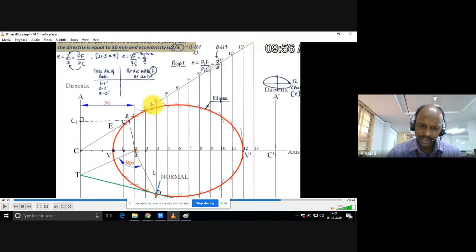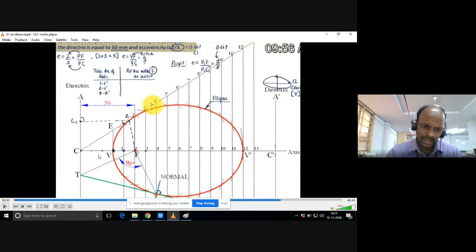Initially you are having a single focus right here, which is two parts away from the vertex. You measure the distance of VF with a compass, and see here the curve is closing on this axis. From here you can locate another focus somewhere here, because due to symmetry we can easily locate the second focus. This is the first vertex, and where the curve closes on the other side, it is V dash, the second vertex.